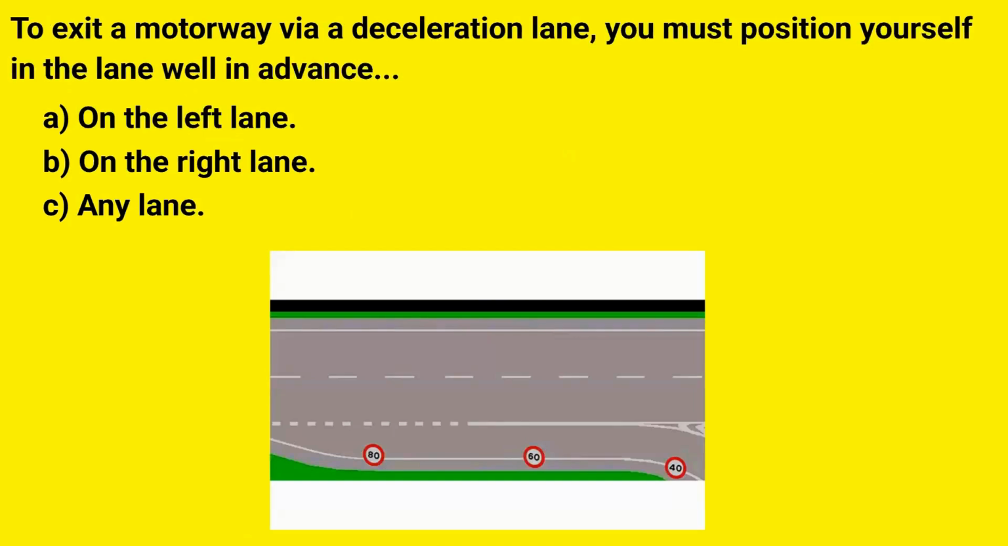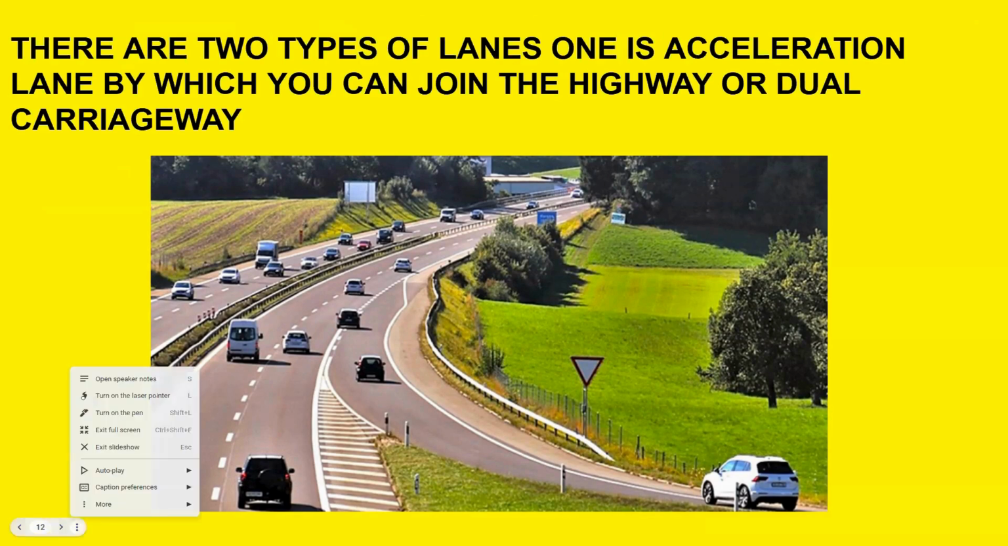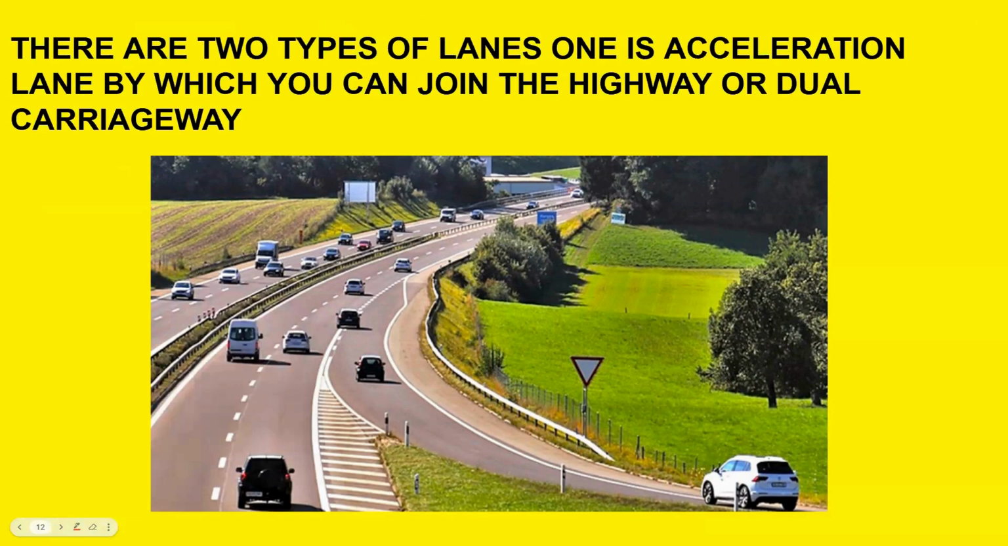Next question, to exit a motorway via a deceleration lane, you must position yourself in the lane well in advance. A, on the left lane, B, on the right lane, or C, any lane. Now here you can see that there is a deceleration lane from where you can leave the highway. There are two types of lanes. One is the acceleration lane, by which you can join the highway or dual carriageway. Like here, I show you in the image.